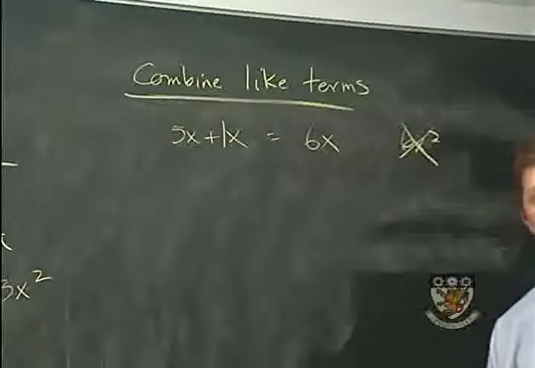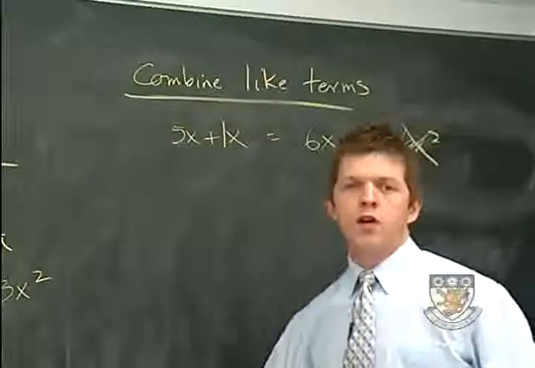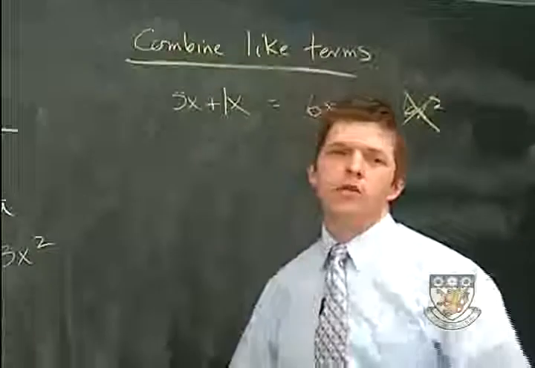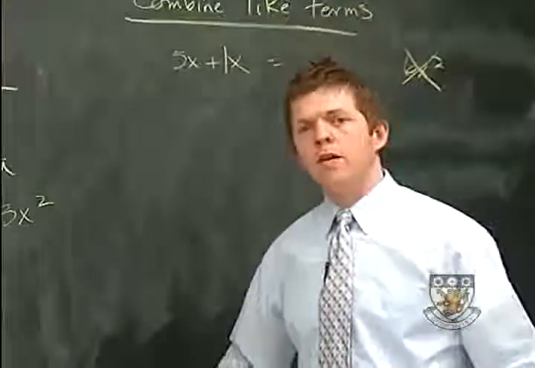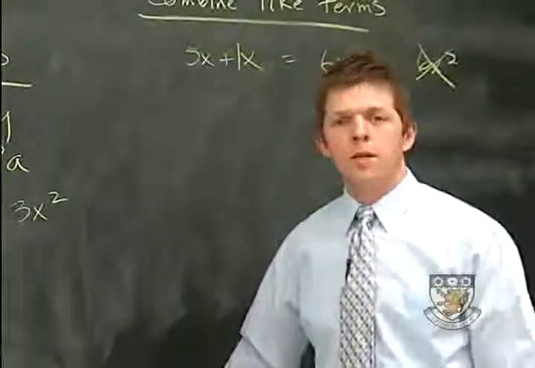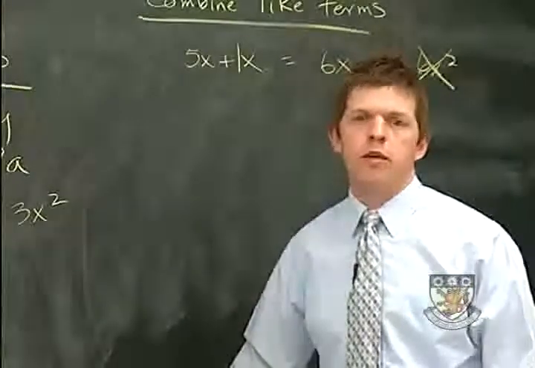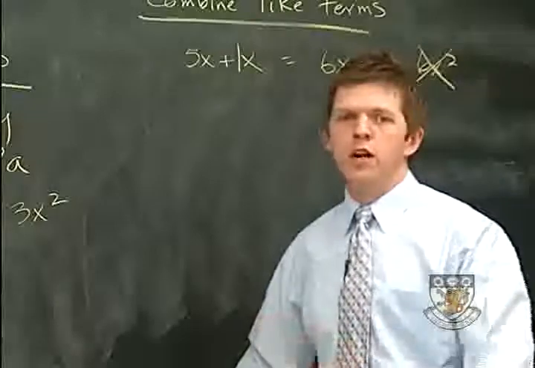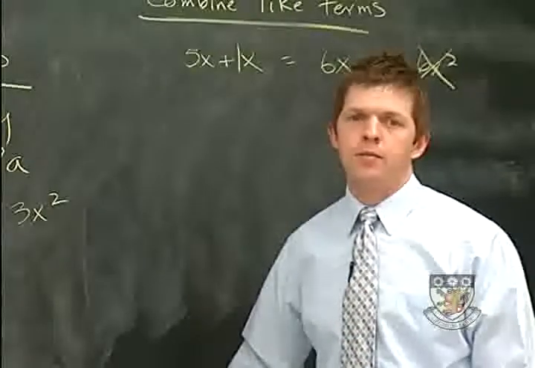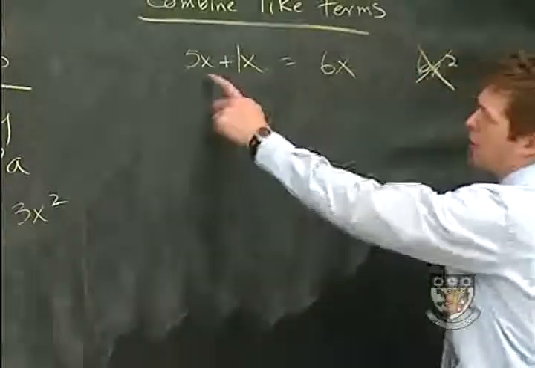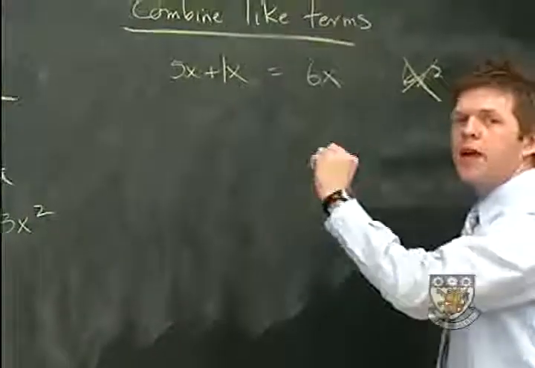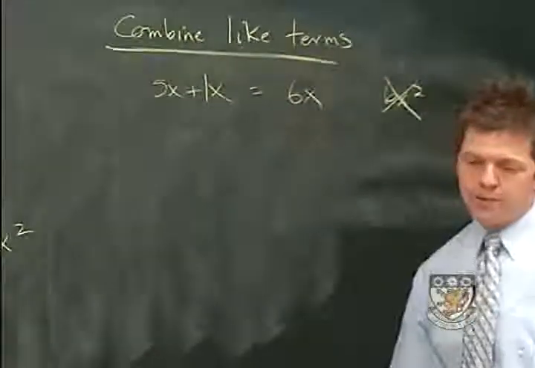It's like saying tables. If I have 4 tables over here and 3 tables over there, I add them. 4 plus 3 is 7. But if I have 4 tables over here and 2 chairs over there, what do I have? 4 tables and 2 chairs. I cannot combine them. Likewise, the x tells you, all right, these are the same thing, so therefore I can add them together.